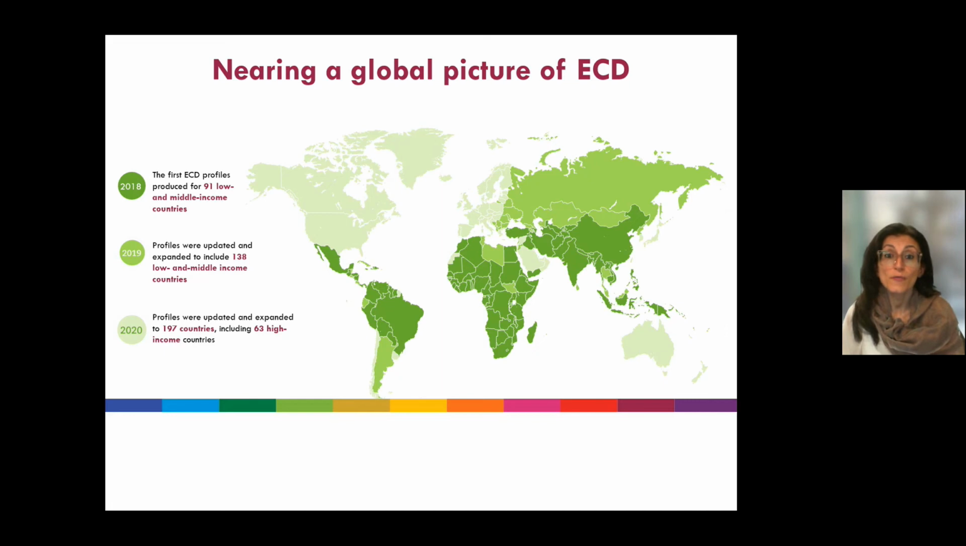Over the years, we have been producing this country profile for a larger number of countries. In the first edition of the profiles in 2018, we were only able to produce such profiles for 91 low and middle income countries. In 2019, we increased the number of country profiles from 91 to 138. And in the 2020 edition of the ECD profiles, we have been able to add 63 high-income countries.